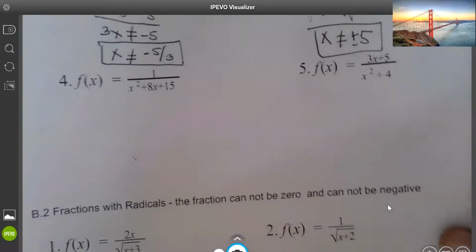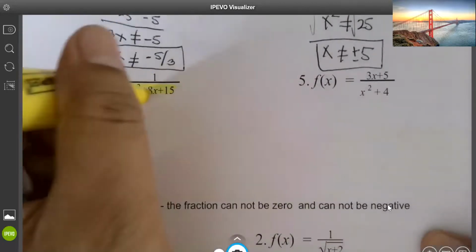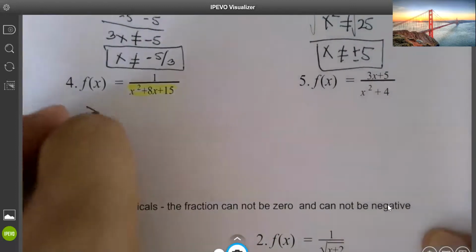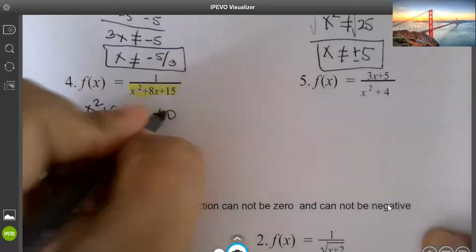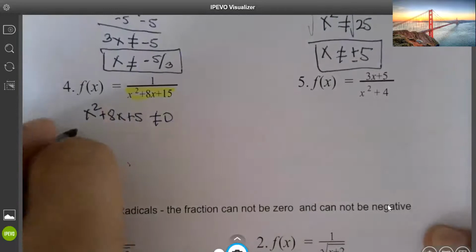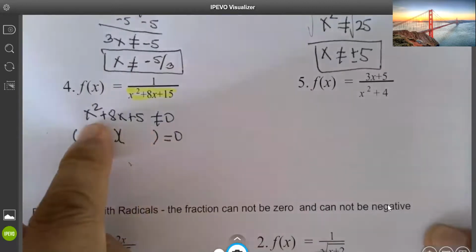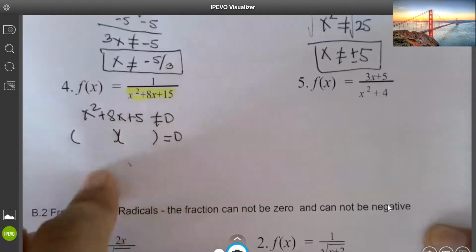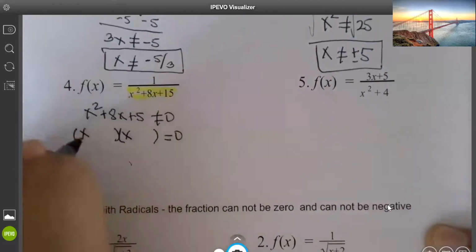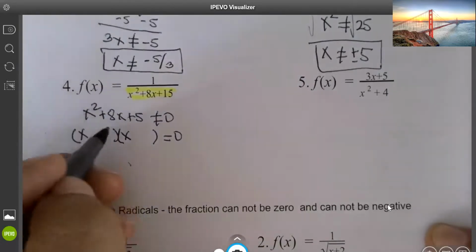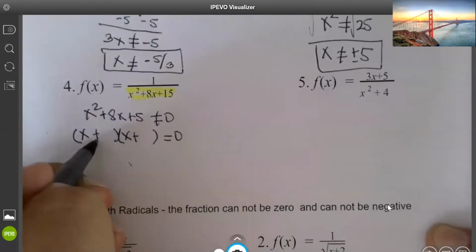Okay? For number 4, the denominator is a trinomial. So set that one to be not equal to 0. And then solve for x. So we can solve this by factoring the given trinomial. Okay? Using the zero product property. This one, square root of x squared is x, because x times x is x squared. These are both plus. Okay, so the factors are both plus also.